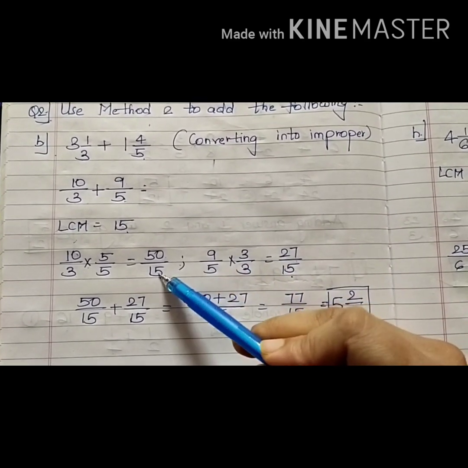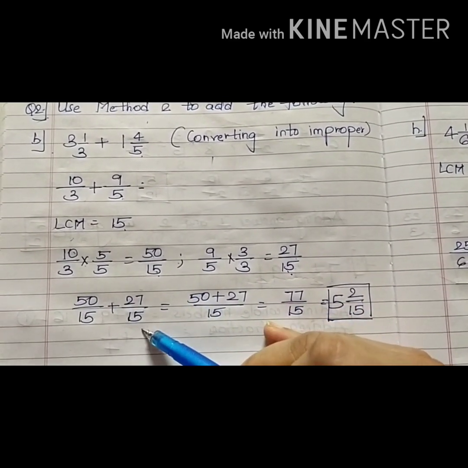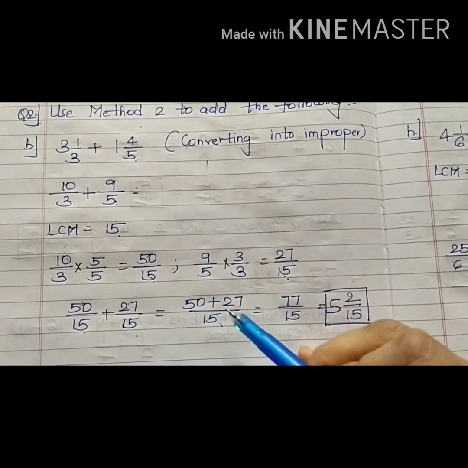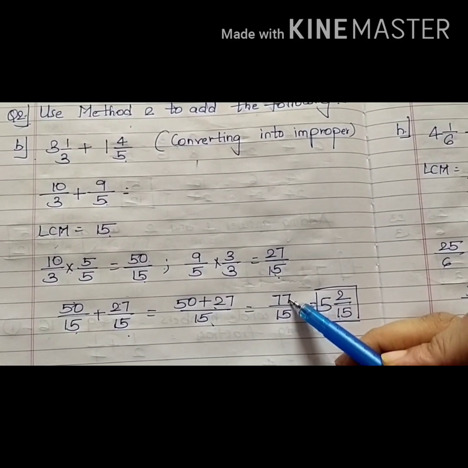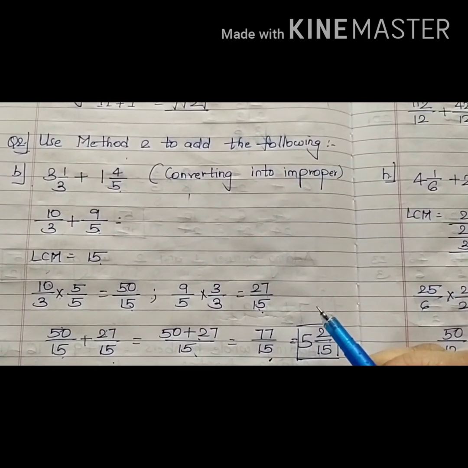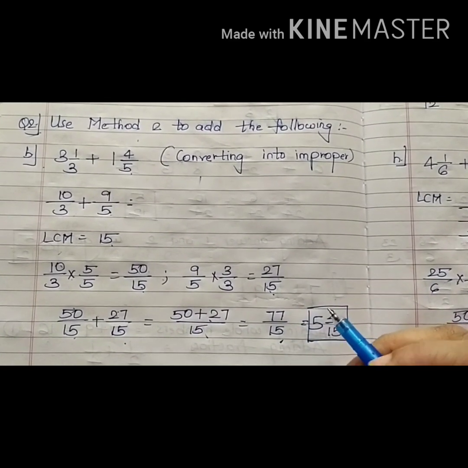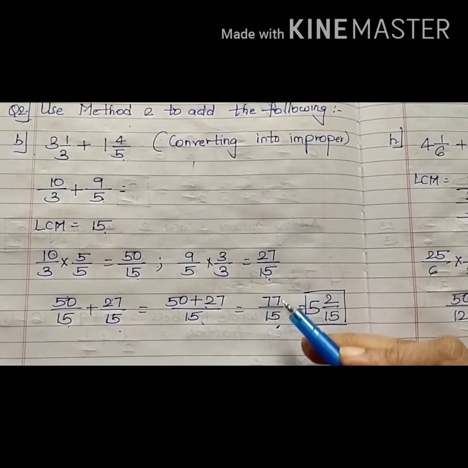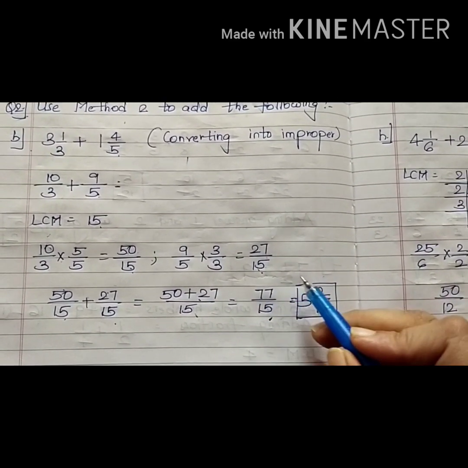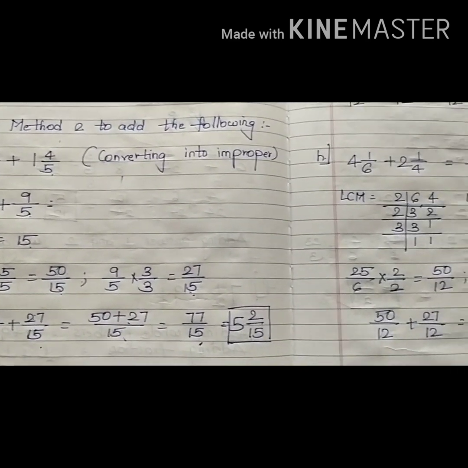Now I can see that I have got both denominators equal, 50 upon 15 plus 27 upon 15. I keep the denominator as it is. I simply add up the numerators. When I add up the numerators, I get 77 upon 15. Now when I observe, it is an improper fraction which cannot be reduced. But definitely every improper fraction can be converted back into a mixed fraction. So here I have converted the improper fraction 77 upon 15, which was your answer, into 5 2 upon 15. Now I'll show you one more example, children.